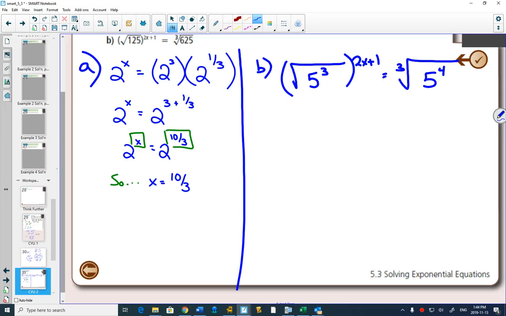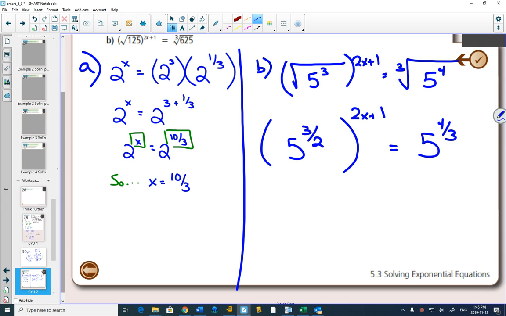Now I have to use all my exponent laws and rules to make this a same power with the same base on both sides. What can I do with a square root? So I'm just going to change this. The square root is the same as a power of half. Cube root will be the same as the power of 4/3. Exponent law for a power to a power. I multiply. 2x times this becomes 3x, 3 halves.